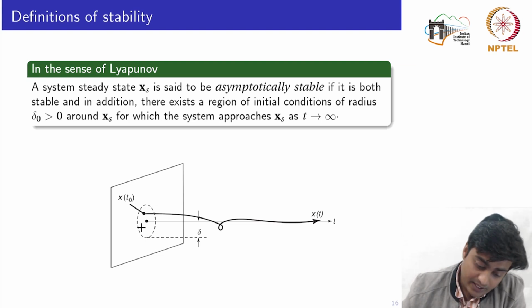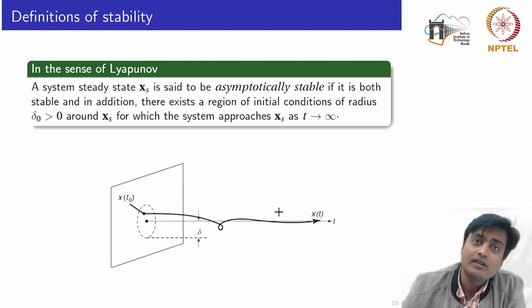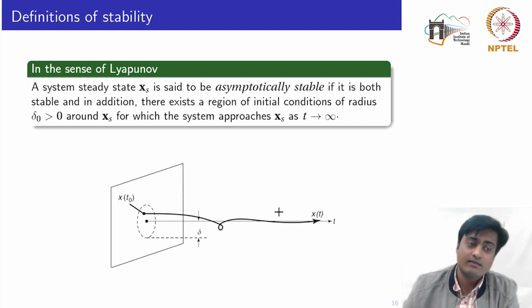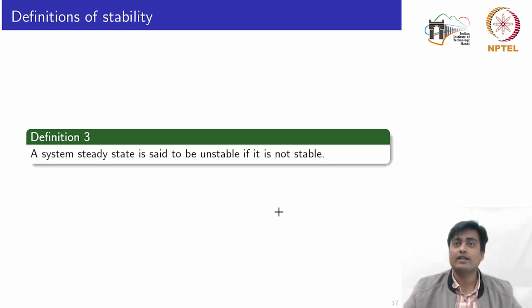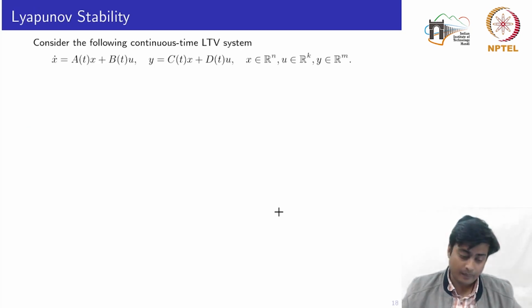So basically we are finding the region of the initial conditions of radius delta naught, such that if I initialize my system with the initial condition lying in that circle, it will always reach towards the steady state value. The last definition: the system steady state is said to be unstable, of course, when it is not stable.